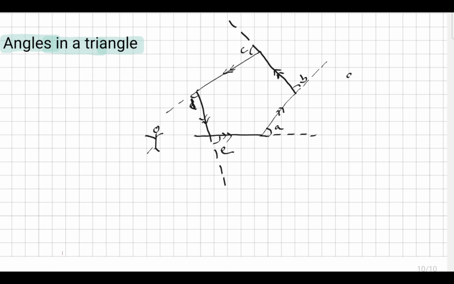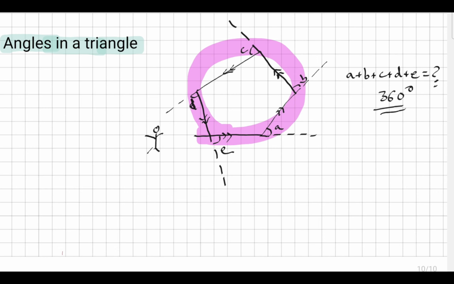Now what can we say about the sum of the exterior angles A plus B plus C plus D plus E? When you take a look at the path he took, you see that he started from one position, took turns and ended at that very position. He went in a circle. In other words, he turned 360 degrees. So this was a very simple example of why the sum is 360 degrees.